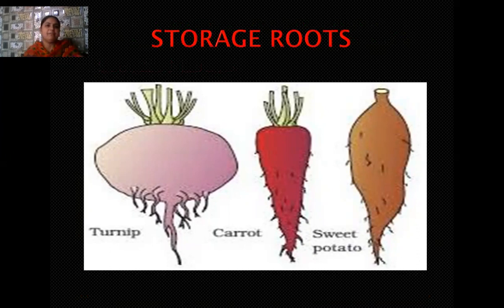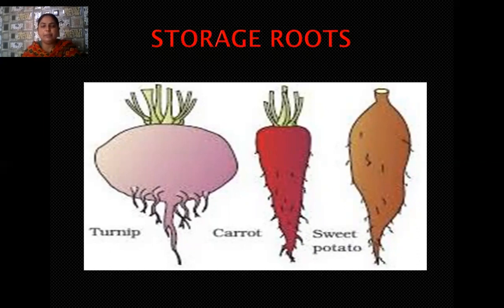So here we have storage roots first. Here the picture is visible to you. First is the picture of turnip. Here in turnip, globular roots are present, and these globular roots store the food material. And in the case of carrot, the napiform type of storage roots are present. These napiform roots are broader at their anterior end, but at their posterior end, they are very much narrow. So this type of root is found in carrot.